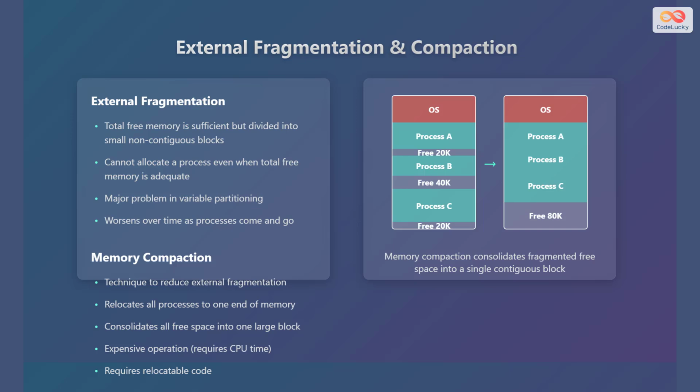One way to mitigate this issue is through memory compaction, which relocates all processes to one end of the memory, consolidating all the free space into a single large block. While this reduces external fragmentation, it is an expensive operation that requires significant central processing unit time. Additionally, it requires code to be relocatable, so that the processes can be moved without disrupting their execution. The diagram shows the before and after states of memory compaction, illustrating how fragmented free space is combined into one contiguous block.